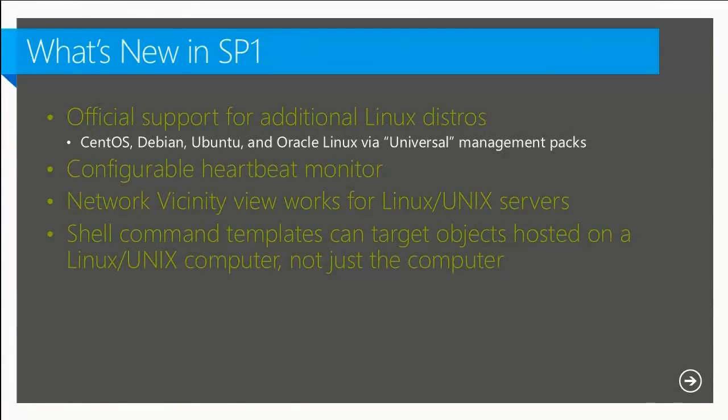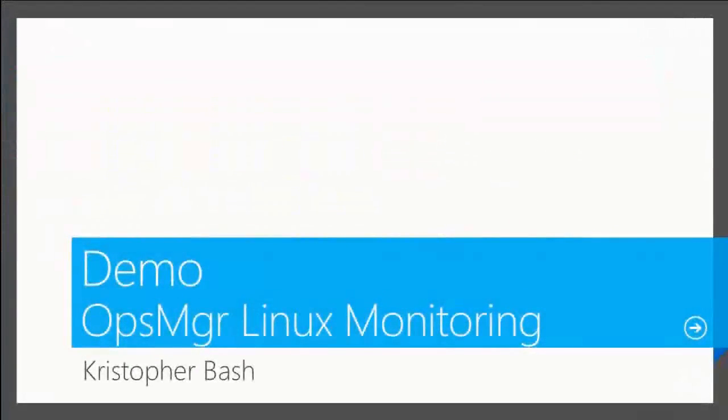We've improved our heartbeat monitoring. We got a lot of requests around, I don't want a heartbeat alert every time I reboot the box, so that's now a configurable setting. We fixed an issue that was preventing the network vicinity dashboard from working for Unix and Linux computers, and we've improved the shell command templates. So we're continuing to mature the product and build on our implementation. And with that, I would like to jump into our demo to complete our scenario.